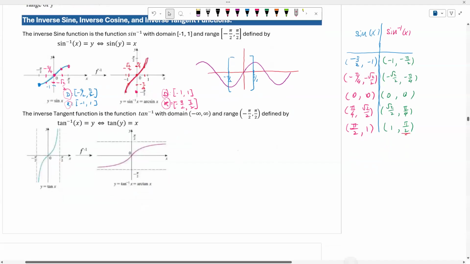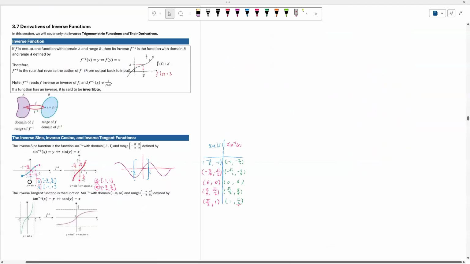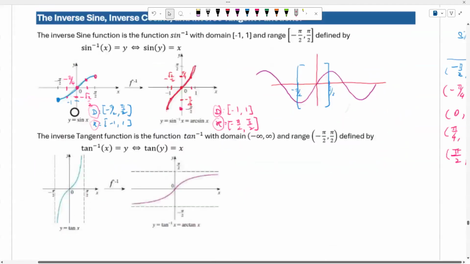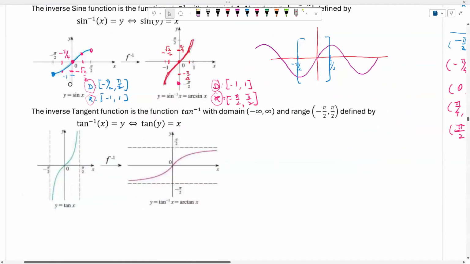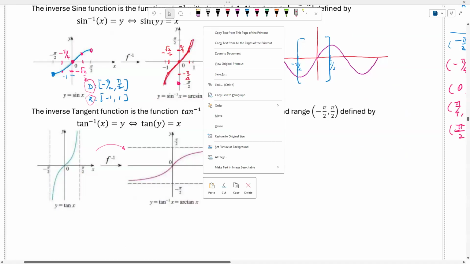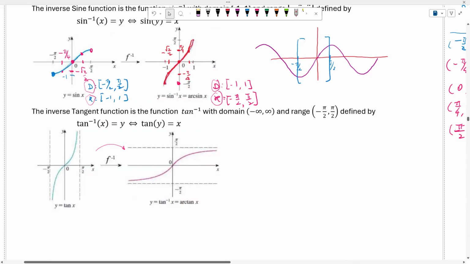Then tangent is the same. What we would like to do is restrict the domain between negative pi over 2 and pi over 2, so then we will have a one-to-one function. Now, when we work with the inverse, this is the inverse tangent. For the inverse tangent, the domain is between negative infinity and infinity, and the range is between negative pi over 2 and pi over 2.